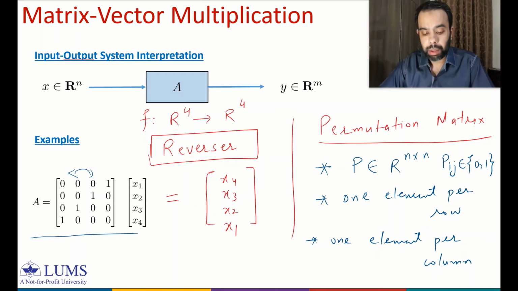This was all about matrix vector multiplication. We defined how to multiply a matrix with a vector, under what conditions, and what the different interpretations of the matrix vector product are: in terms of columns of a matrix, in terms of rows of a matrix, as a linear transformation, or as this input output system interpretation. We have also reviewed some examples in which we used this matrix vector product. So now we're going to define what we mean by matrix multiplication.